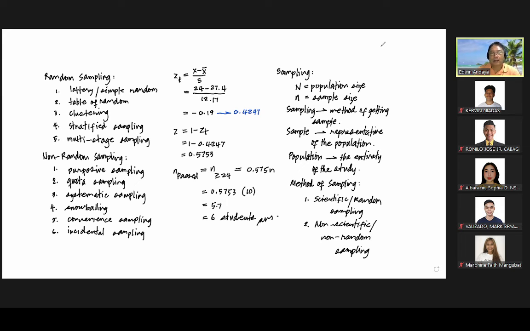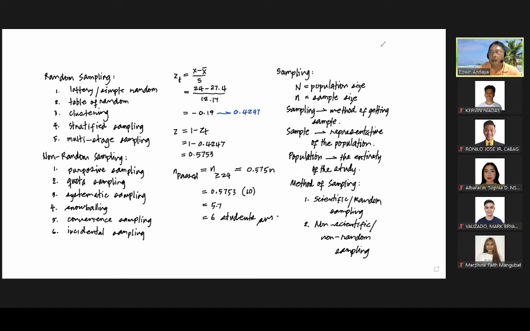How to select the sample by the use of table of random is by using your student ID. Your student ID is registered with the MIS. Then we can use the computer. The computer has its own table of random. Let the computer run to choose or select the representative.